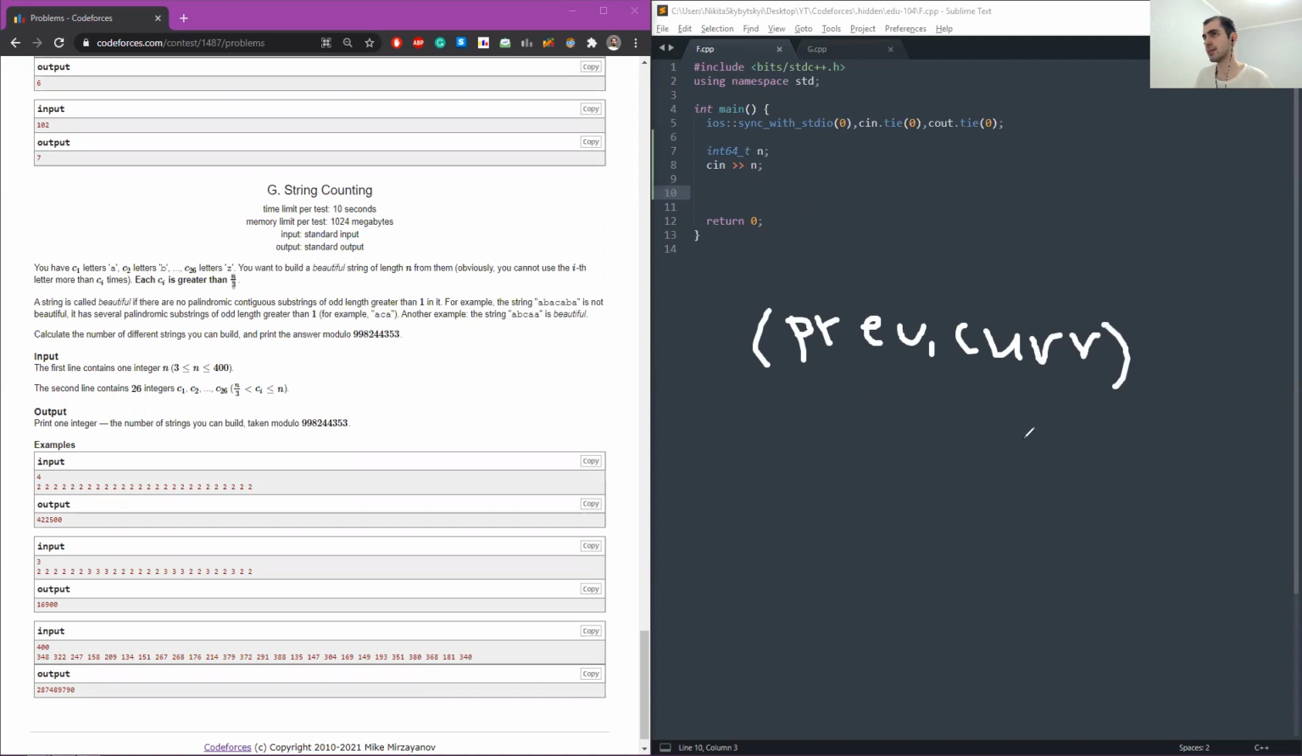So we can't append previous, because it will create... So the next is clearly not equal to previous, because it will just create an obvious palindrome of length 3, right? But besides that, we don't have any constraints. We can even append current.